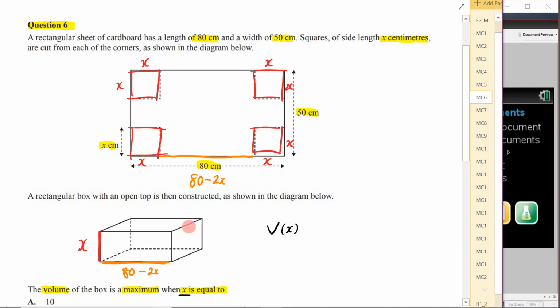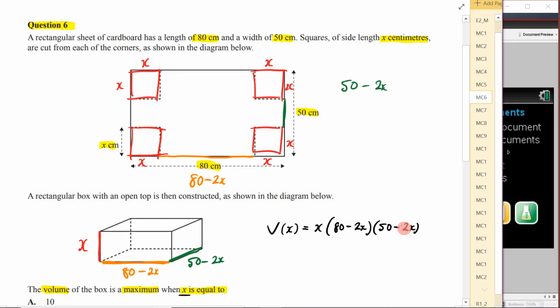Then we keep on going. We can now figure out what my width is going to be. My width is going to be this right here. Knowing that the whole width here is 50, we're then going to minus 2x from that. So 50 minus 2x, which means this right here is 50 minus 2x. We can now write down what our rule for the formula is going to be in terms of x. It's just going to be this times this times this, height times length times width. So x times 80 minus 2x, then 50 minus 2x.